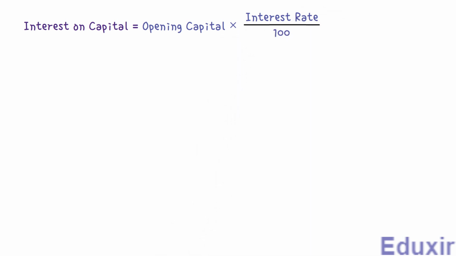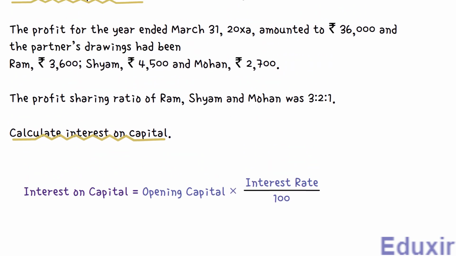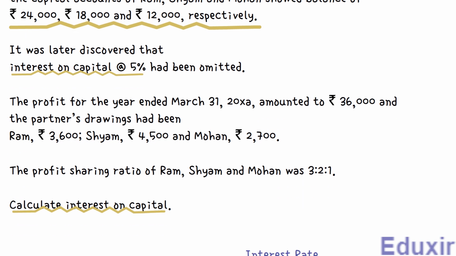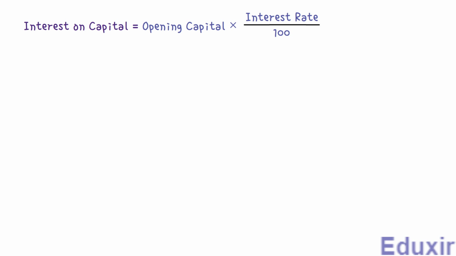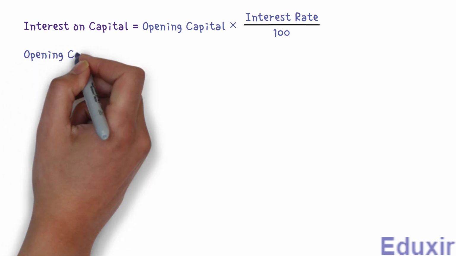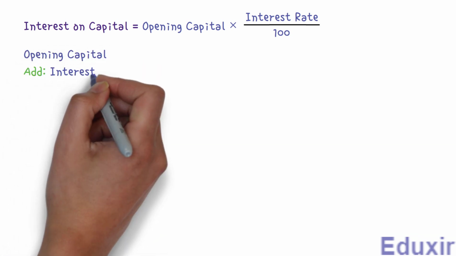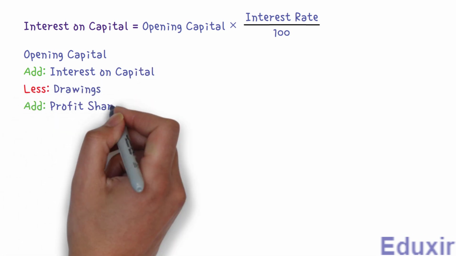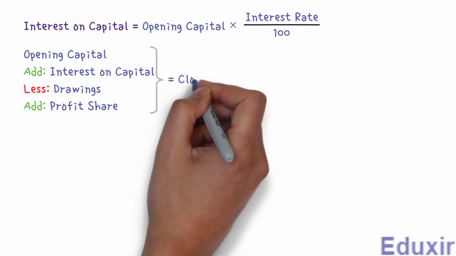So, if we know the opening capital, we can calculate the interest on capital. But what is given to us in the problem is the closing capital, not the opening capital. But no worries, we can still find the opening capital and from that we can calculate the interest on capital. If we know the opening capital, and to that we add the interest on capital, less the drawings, and add the profit share, it would give us the closing capital.